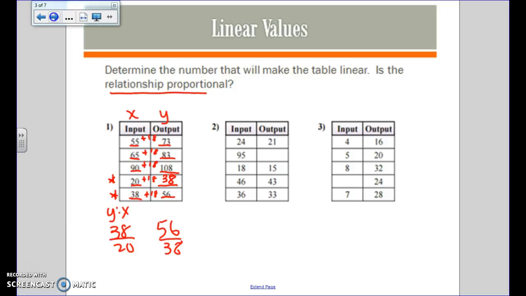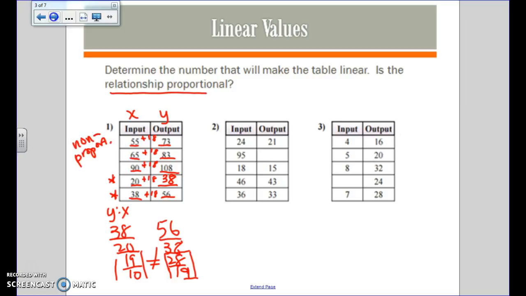So let's just see here. If I reduce 38 20ths, I see that they're both even numbers. I would have 19 tenths. And again, 56 and 38 are both even numbers, so let's reduce those by a factor of 2 as well. 28 19ths. Now, unfortunately, 19 is what we call a prime number. There are no factors of 19 besides 19 and 1. And so this fraction is in its lowest reduced form, and this fraction is in its lowest reduced form. And so you can see that this is not proportional because these are not equal. Okay, they're not equal. So, unfortunately, this would be non-proportional.